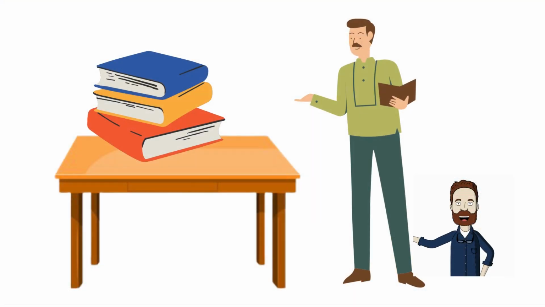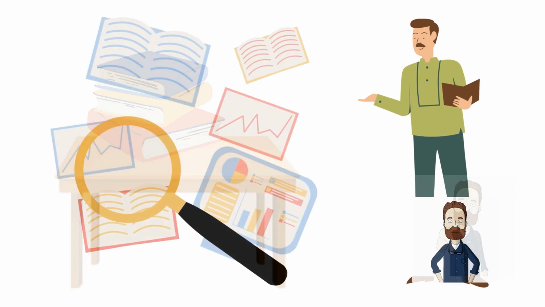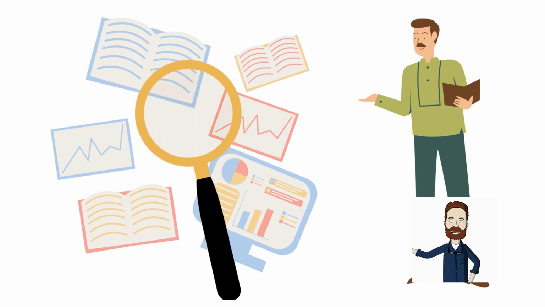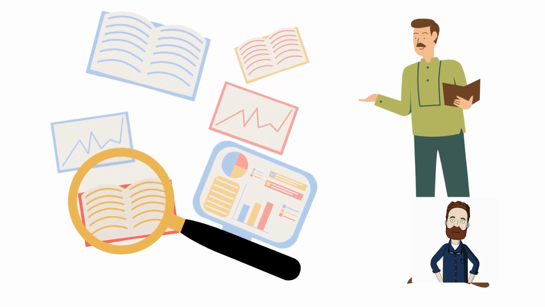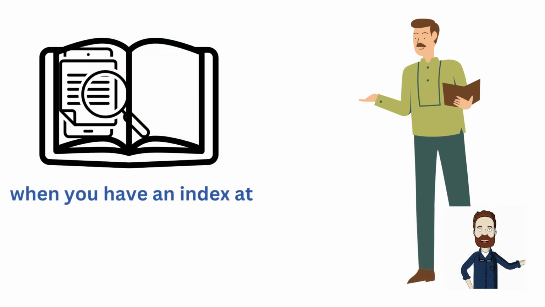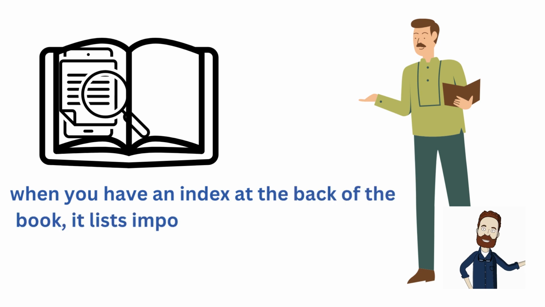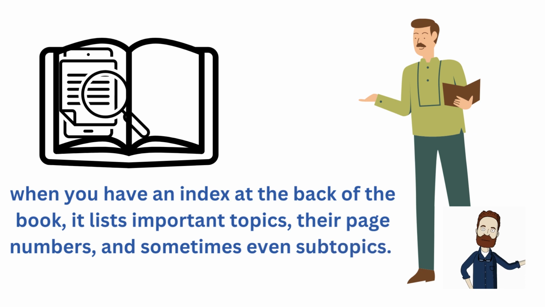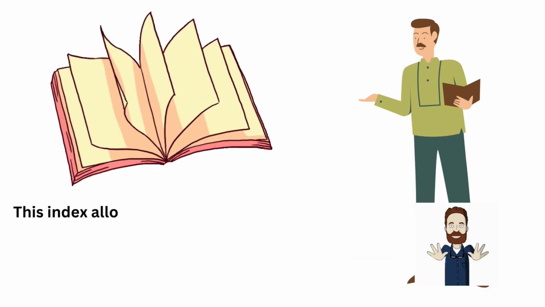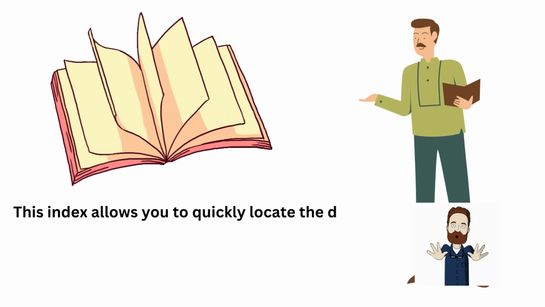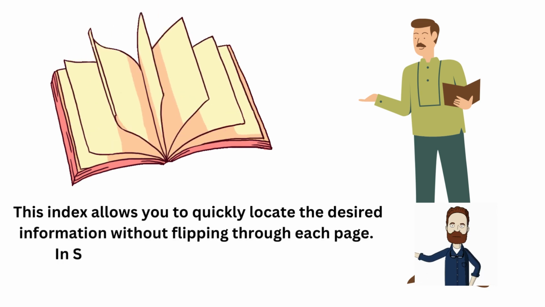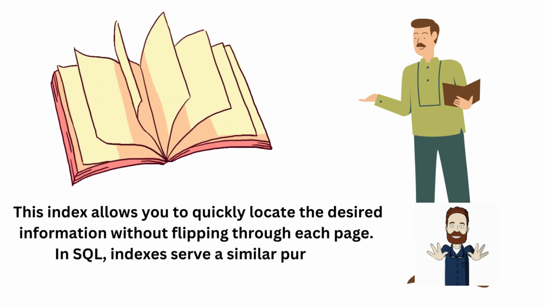To understand indexes, let's imagine you have a book with hundreds of pages. Without an index, finding specific information in the book would be both difficult and time consuming. However, when you have an index at the back of the book, it lists important topics, their page numbers, and sometimes even subtopics. So, this index allows you to quickly locate the desired information without flipping through each page. In SQL, indexes serve a similar purpose.